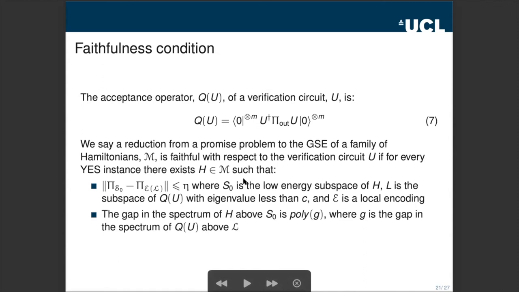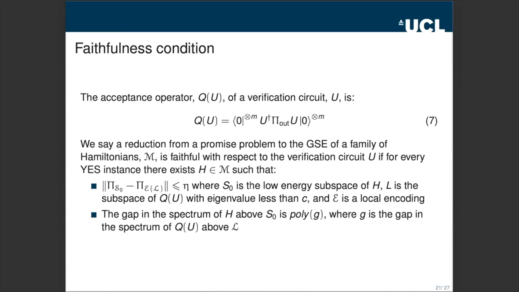In the paper, we define precisely what we mean by the low energy subspace of the Hamiltonian. The second condition is that the gap in the spectrum of the Hamiltonian above this low energy subspace must be some polynomial of the gap in the acceptance operator. The intuition for the first condition is fairly straightforward to see, given the reliance of the simulation definition on local encodings.